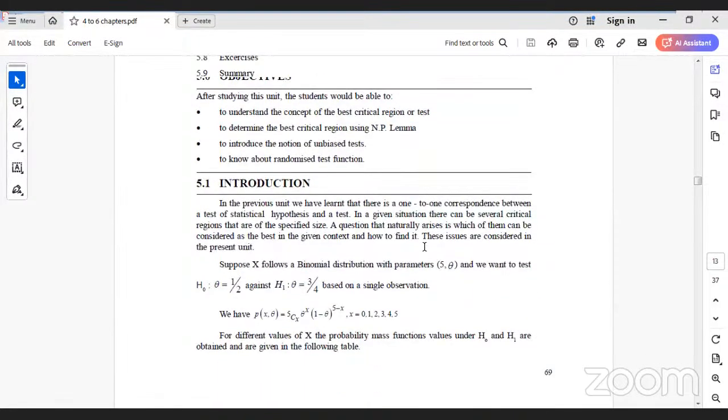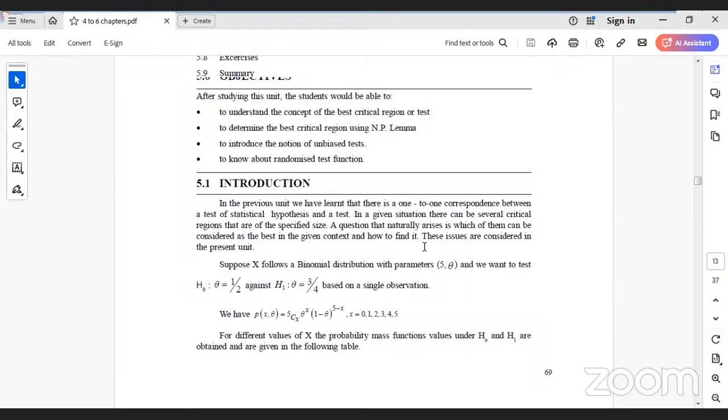In the previous units, we learned that there is a one-to-one correspondence between the test of a statistical hypothesis and the critical region. In a given situation, there can be several critical regions of the specified size. A question that naturally arises is which of them can be considered the best in the given context, and how to find it. These issues are considered in the present unit.